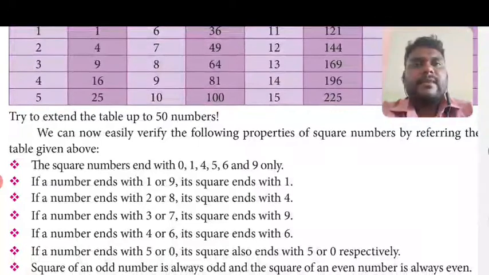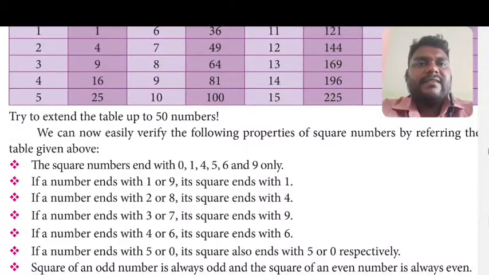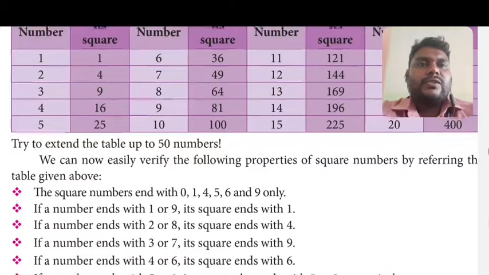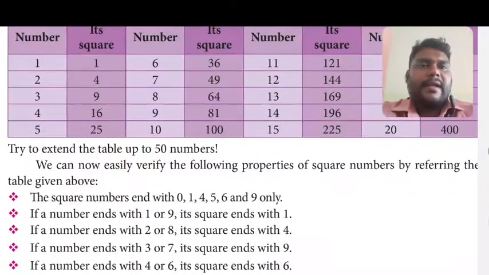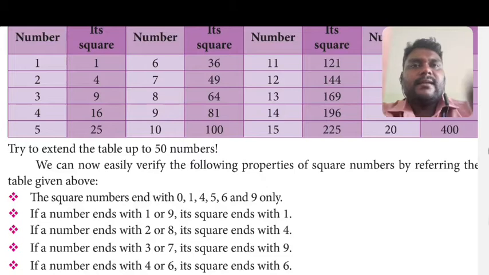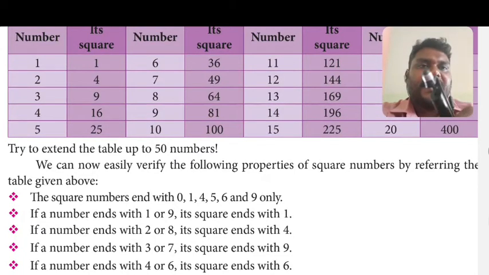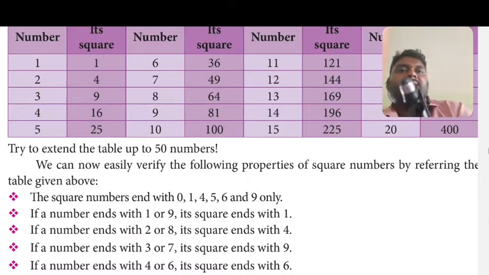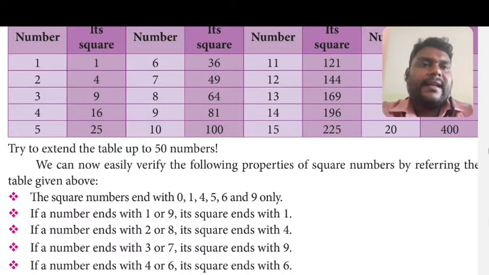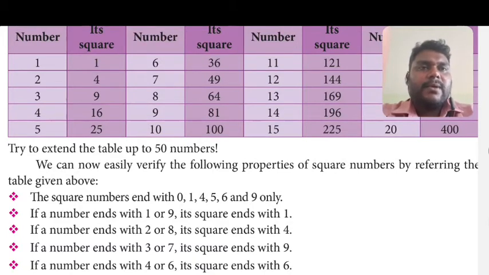Next, the square numbers end with 0, 1, 4, 5, 6 and 9 only. The square numbers end with 1, 4, 9, 6, 5, 0. Only in these digits will the numbers end. If a number does not end like that, then that number is not a square number.